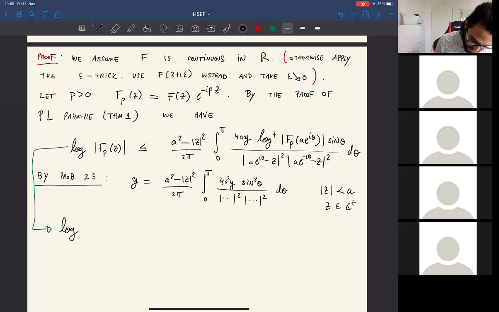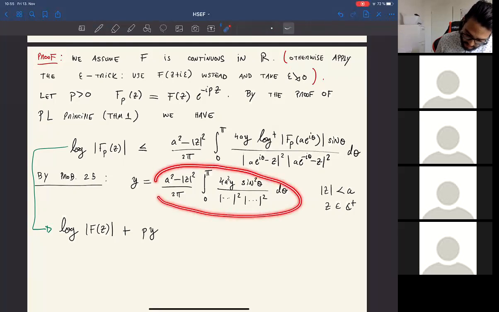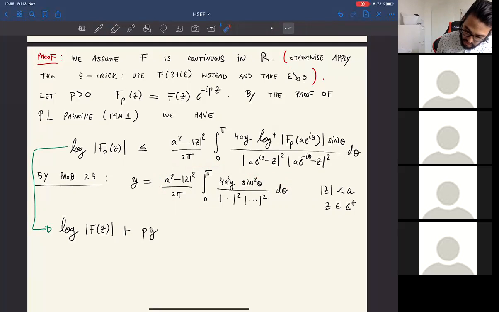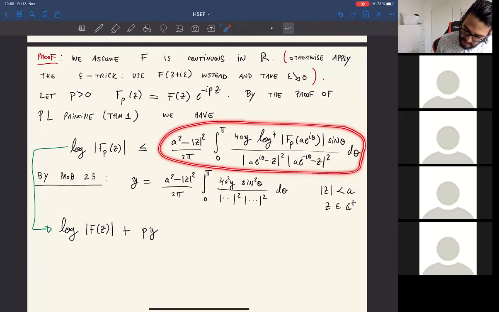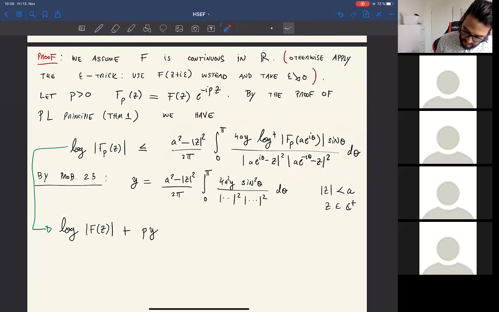This guy here is equal to log of f of z plus, and then when you take the log of this other term here, what you get is p y only. Okay, but then y you can represent by this formula, which is incredibly similar to this one on the right, except that we have an extra a, we have an a squared, and we have an extra sine, we have a sine squared.